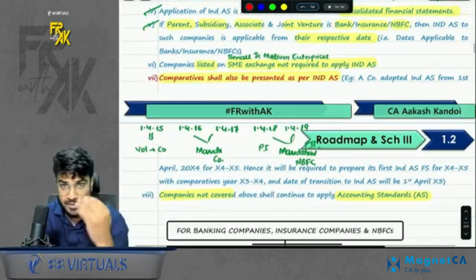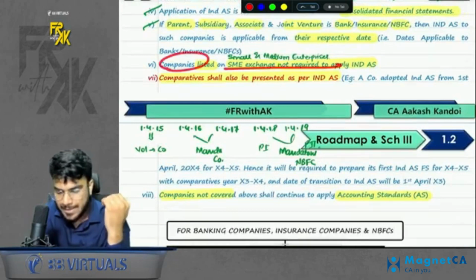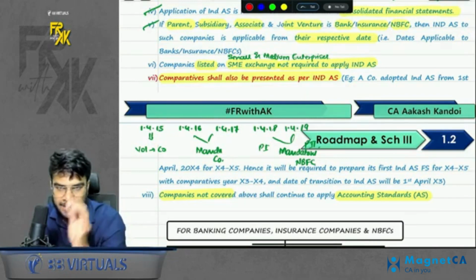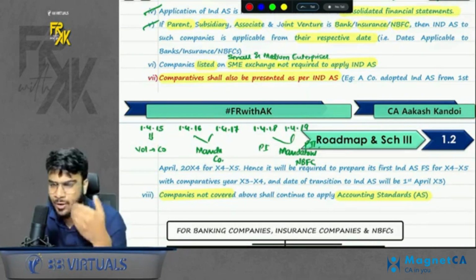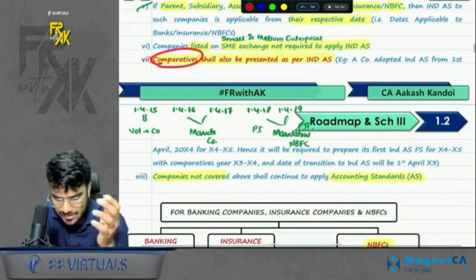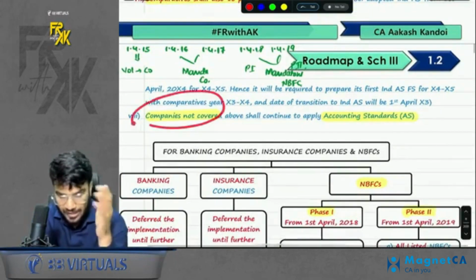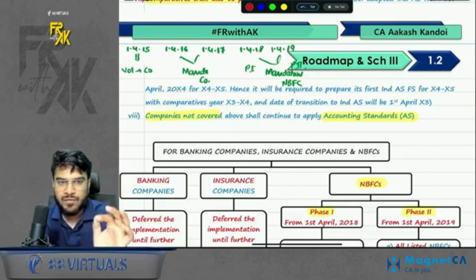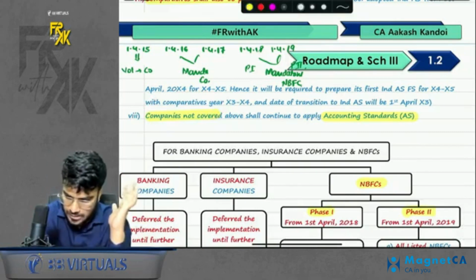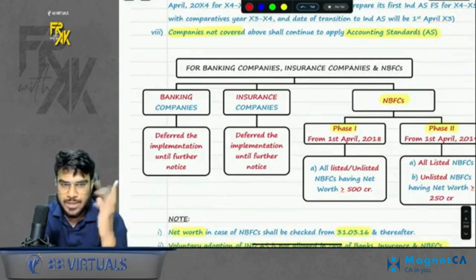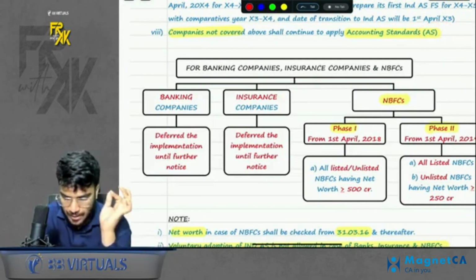Okay, let's proceed further. Companies listed on SME need not apply Ind AS because SME stands for small and medium enterprises exchange. Very small companies are there, so they need not apply Ind AS. Also, as discussed, comparatives shall also be given as per Ind AS. Also, if even after all the above criteria you are not falling under the purview of Ind AS, you will still keep on applying AS. Simple. Right? This was for the companies. Now let's move on towards the other companies.